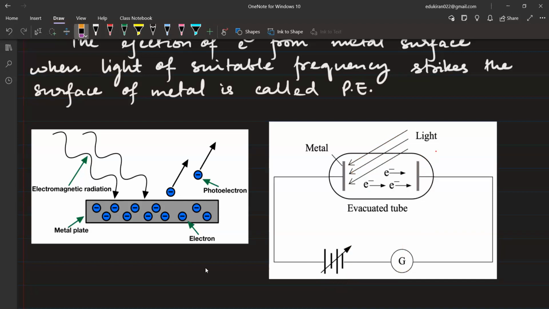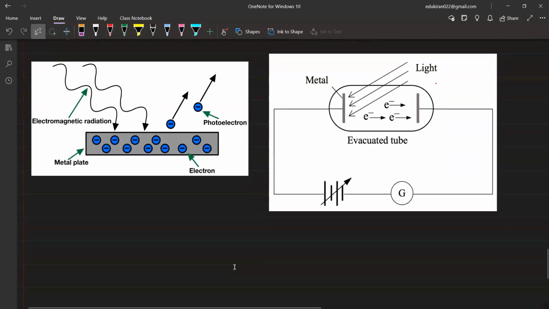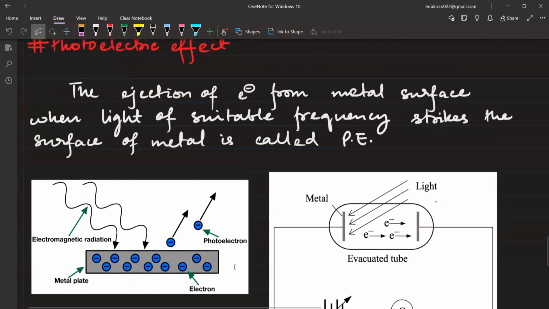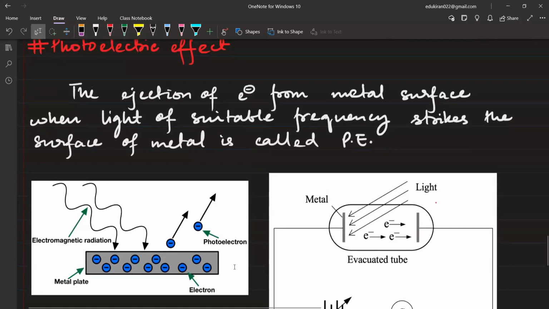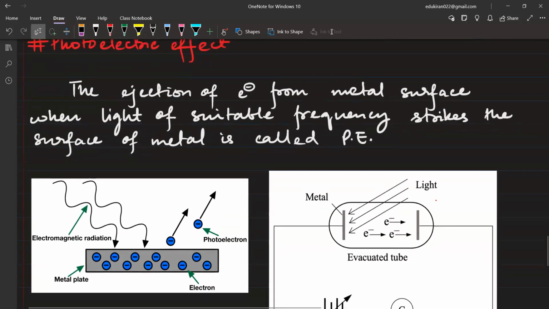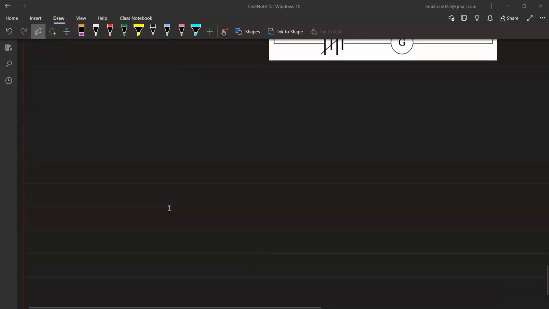The conclusion is that when we strike electromagnetic radiation on a metal surface, electrons get ejected. Now please write next. All of you understood what the photoelectric effect is? Yes or no? I hope that is simple, right? If you strike the metal surface with a particular frequency of light, electrons get ejected. That was seen. What was seen? Please write.